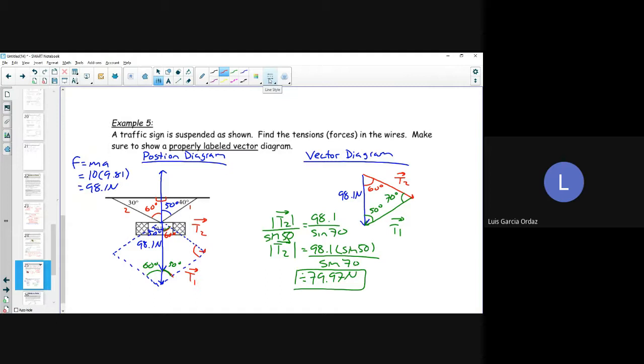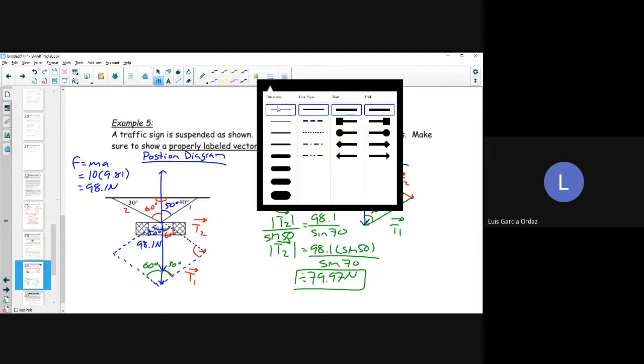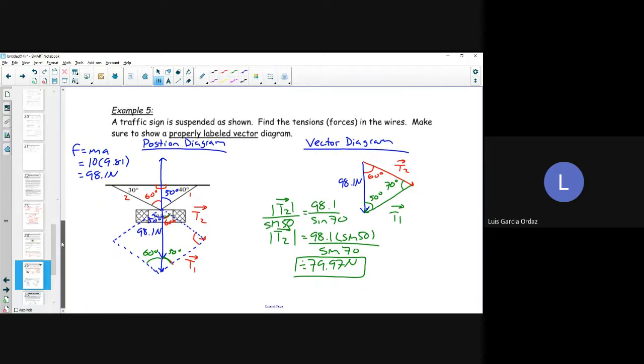Thank you, Priyanshu. And now I can find the tension force on the first wire. So again, the magnitude of T1 divided by sine 60 is equal to 98.1 divided by sine 70, which gives me the magnitude of the tension of the first wire is equal to 98.1 times sine 60 over sine 70, which gives me a tension force of about 90.41 newtons.